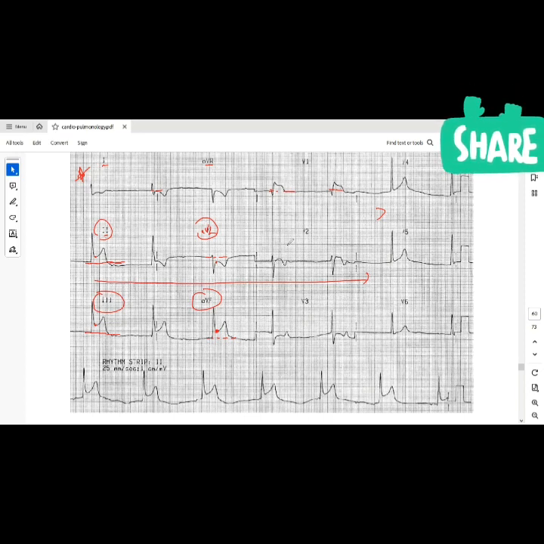Okay, so on the abnormal ECG here, which ones are contiguous leads? Which ones are contiguous leads looking at the same surface of the heart? No, the ones that have abnormality, the ones we circled. Those are the ones that have abnormality, isn't it? Which ones are contiguous leads looking at the same surface of the heart? Look.